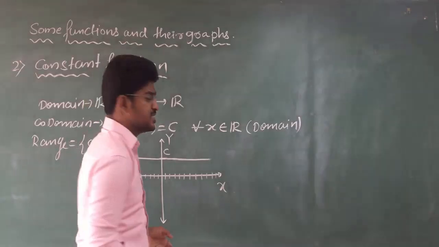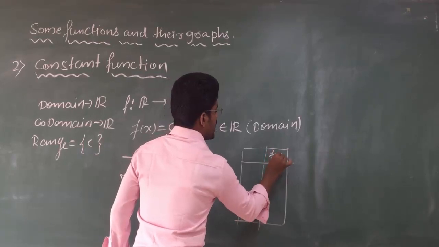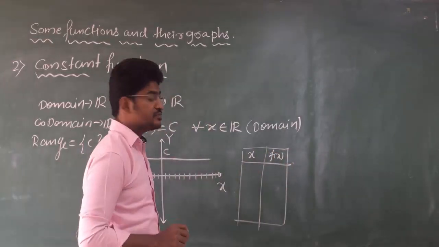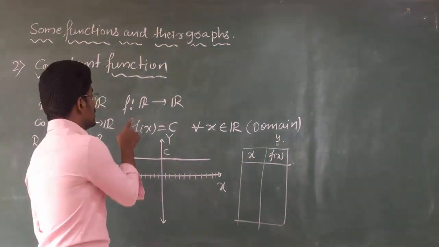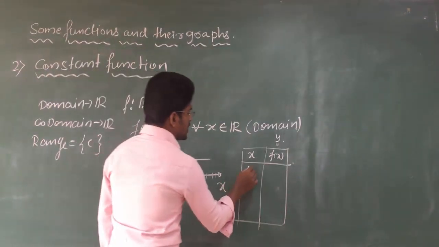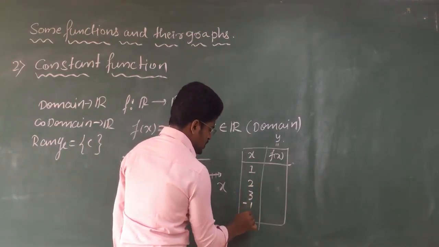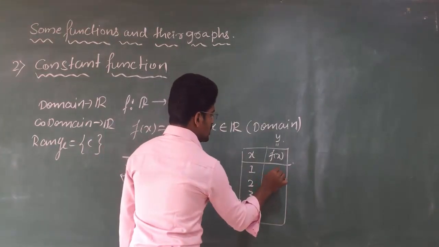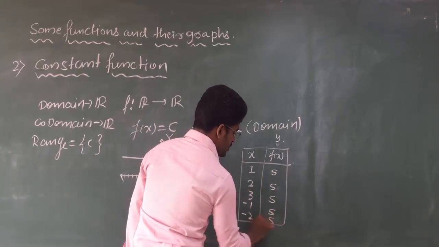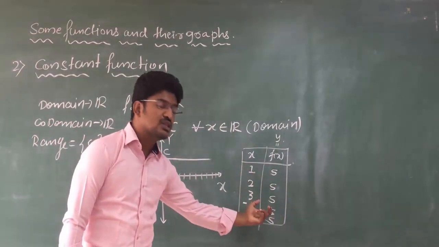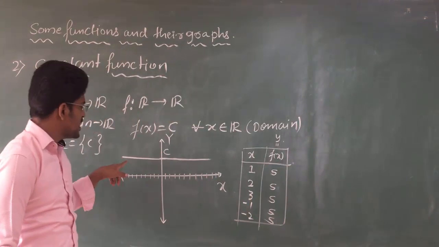You can plot this also. For example, you take, see here, let it be f of x and let it be x. Clear? That means f of x is nothing but y. This x is from where? Domain. Are you getting my point? You take 1, you take 2, you take 3, you take -1, you take -2. Outputs remain as same, that is some 5. Clear? So you try to plot this in the graph sheet or in a rough work, so that you are going to get this type of graph.